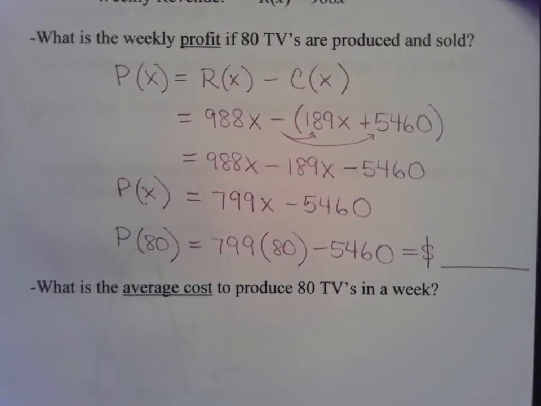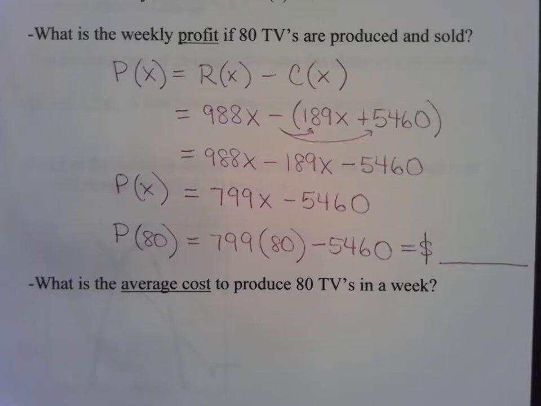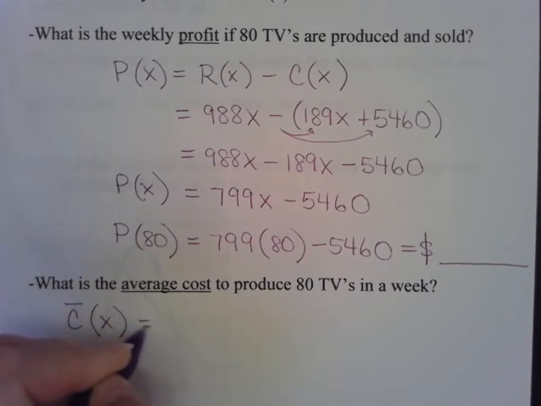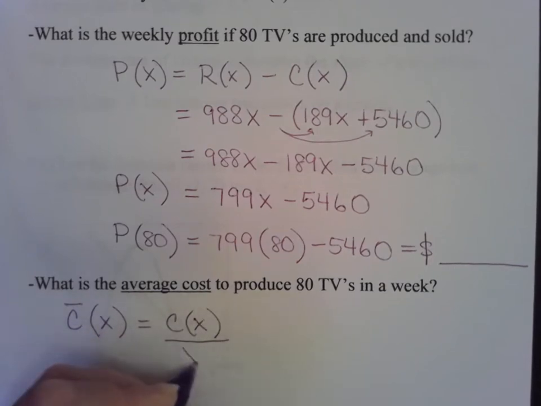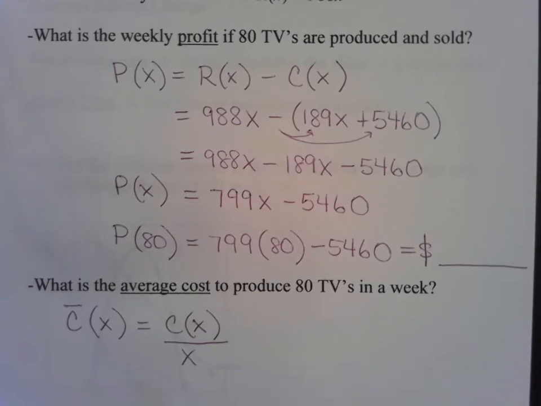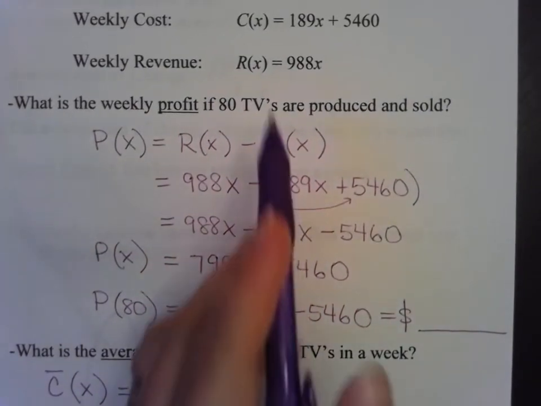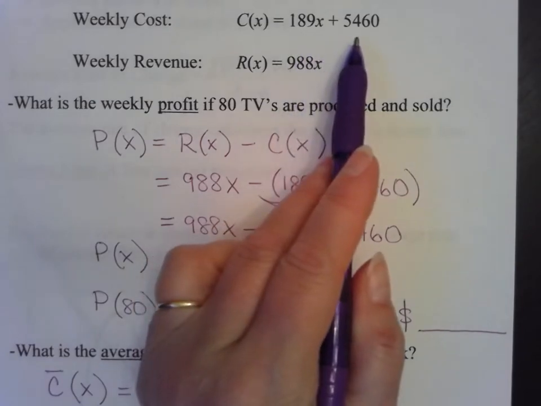Okay, let's move on. The next question is, what is the average cost to produce 80 TVs in a week? So the average cost breaks up the total cost that we're paying, in this case per week, per TV, right? This is a company that produces and sells TVs, so we're going to take the cost and break it out and divide it up between each TV. So the average cost is usually written as a C with a little bar over it of X. And that takes the total cost and divides it by X. So if we go back up to the top, here's our total cost, 189X plus 5460.